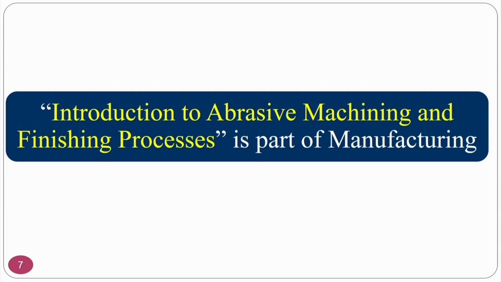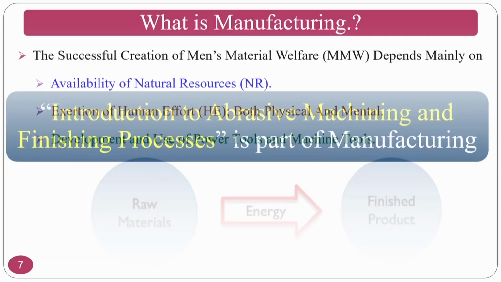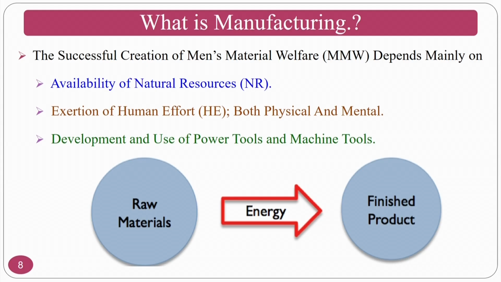Coming to the introduction of this course, which is a part of manufacturing, I am going to talk a little bit about manufacturing. What is manufacturing? Successful creation of men's material welfare depends mainly on the ability of natural resources and extension of human efforts, both physically and mentally, and the development and use of power tools and machine tools.